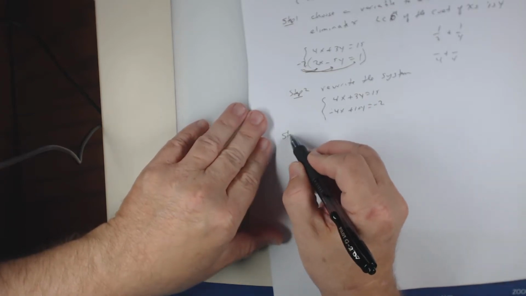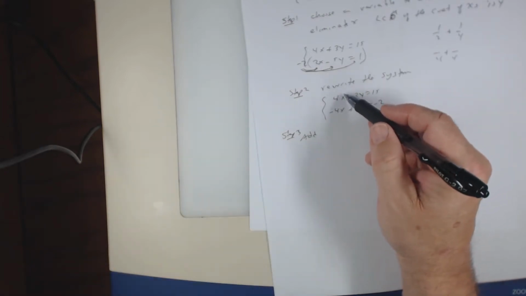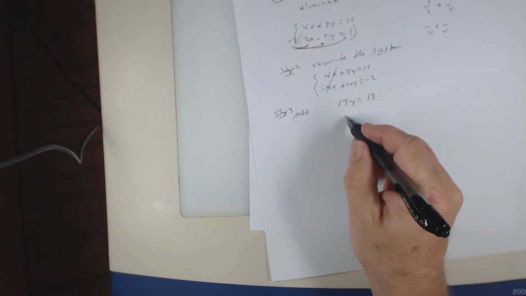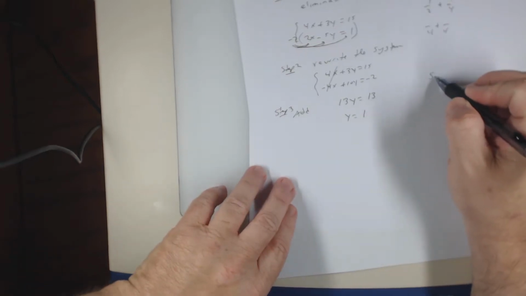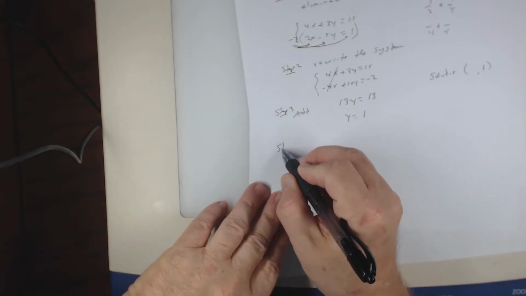Add. So step 3 is to add them. What happens to the x's? So I get 13y equals 13, right? So what's y? 1. So y is 1. Now that I've found the y coordinate of my solution, the y coordinate is 1. Now I've got to find what? x. So step 4 is to find x.